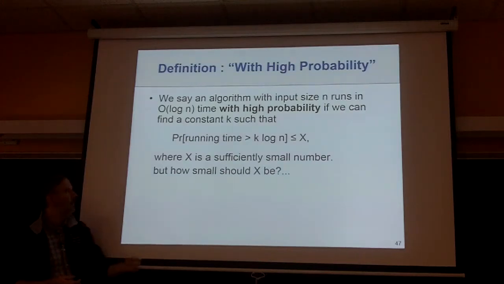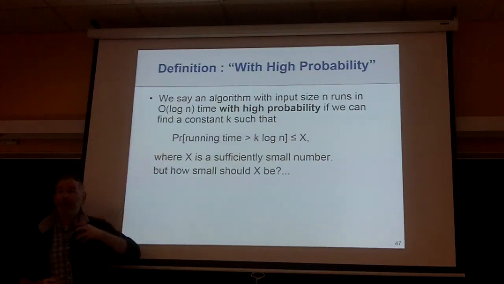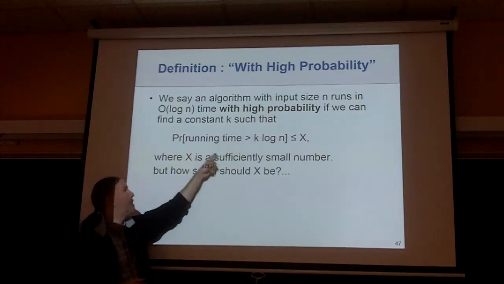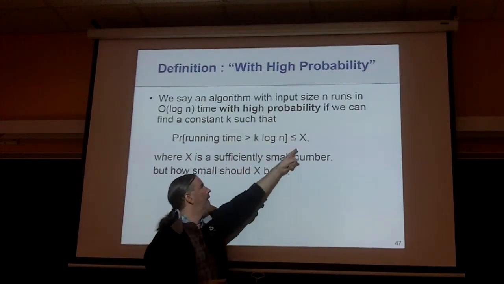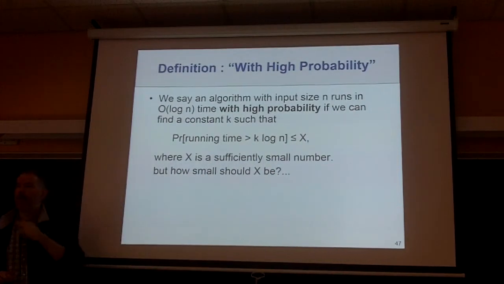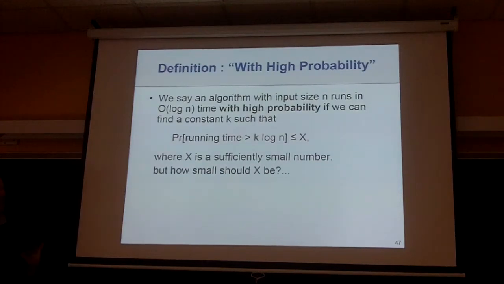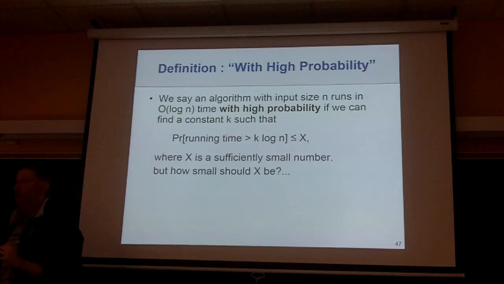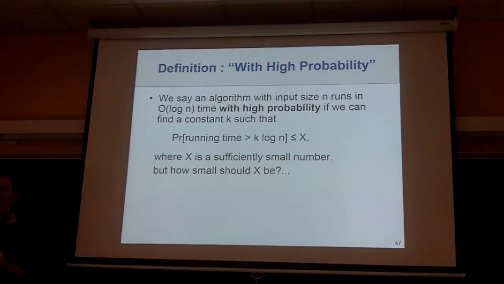What that should mean is that the probability that we fail, the probability the running time is bigger than some constant times log n, should be less than some very, very small value. There should be some very small failure probability where we fail to be bounded by a constant times log n. But how small should that failure probability be? What's a good way to universally define with high probability that everyone in the world will be happy with? Maybe with the size of the problem.